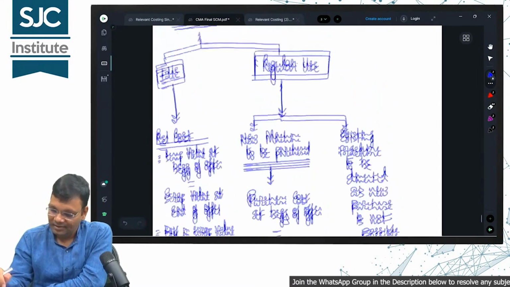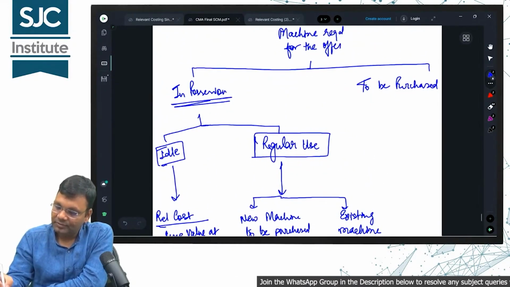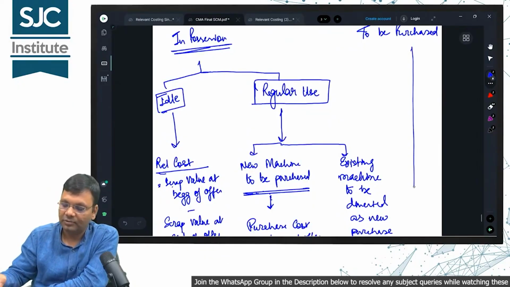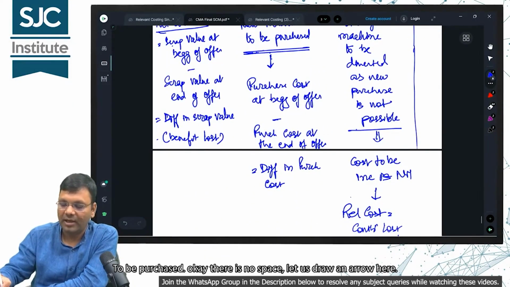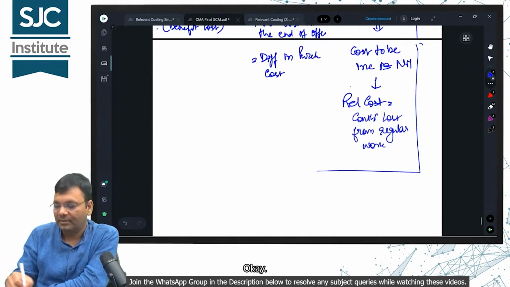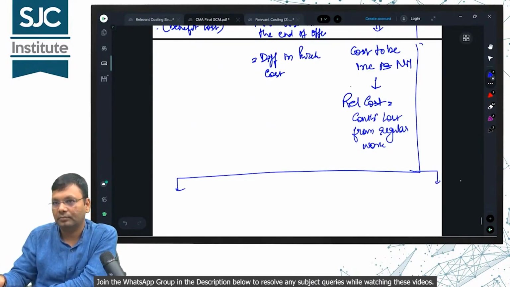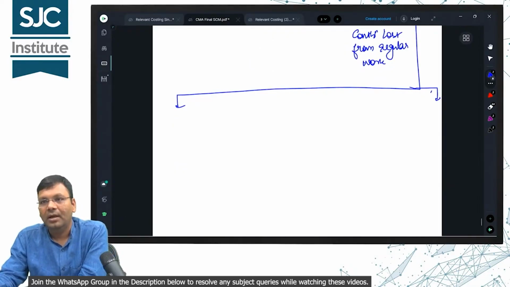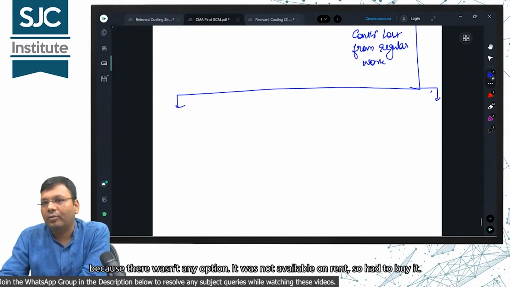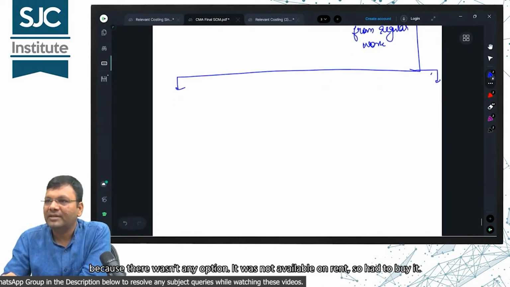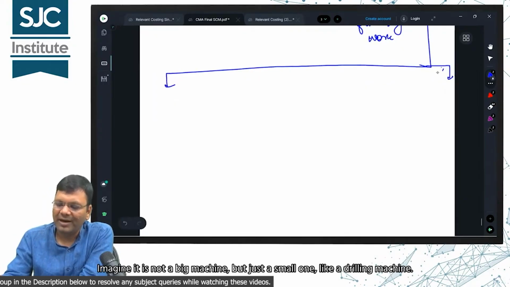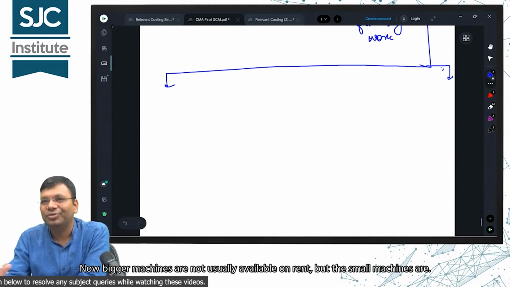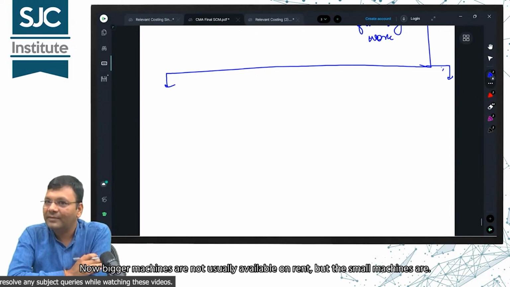Let's see to be purchased. If the machine is not available with us at all and is not available on rent, it has to be purchased. Okay, there is no space, so let us draw an arrow here. Here there could be 2 cases. I purchased the machine because there wasn't any option. It was not available on rent, so I had to buy it. Imagine it is not a big machine, but just a small one, like a drilling machine. Bigger machines are not usually available on rent, but small machines are.